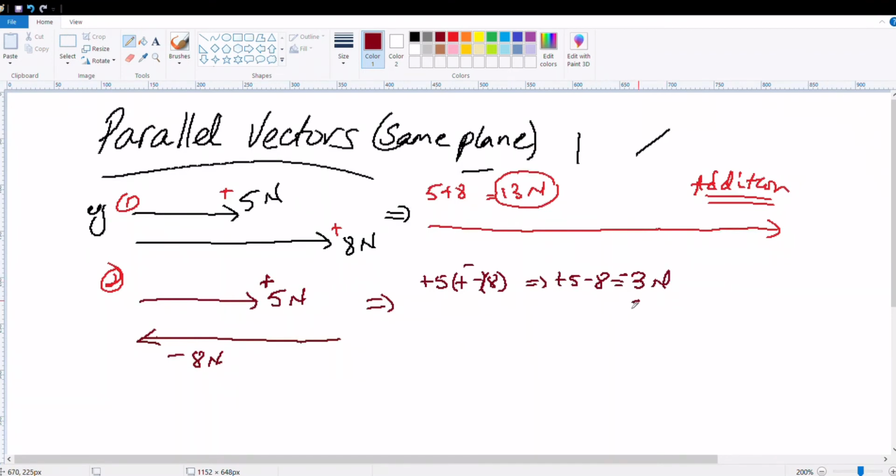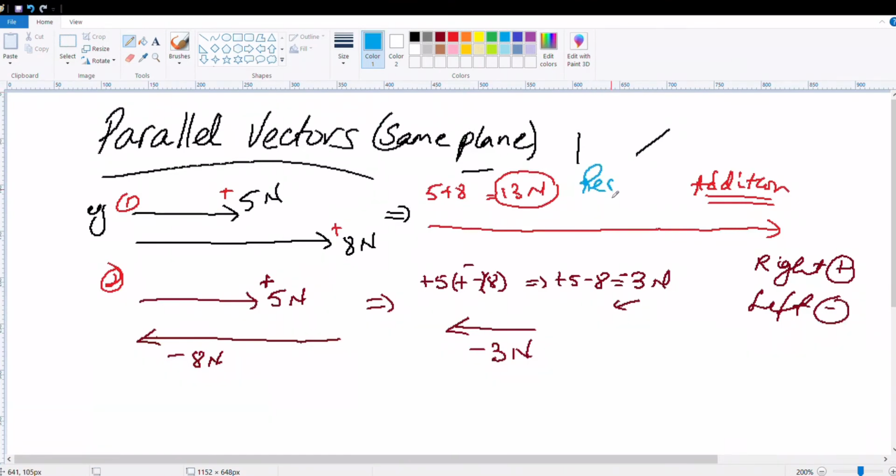What does that mean for us in vectors? We established the fact that going right, and you could take a number line to always help you, is positive, left is negative. So our answer here will be a 3 Newton force going left. Of course, we can just put 3 newtons and put your arrow to indicate this. These are examples of what we call resultant vectors. So our 13 Newton force is our resultant vector. And our 3 Newton force going left is also a resultant vector. So we have just resolved those forces, or we say we have done resolution of vectors.